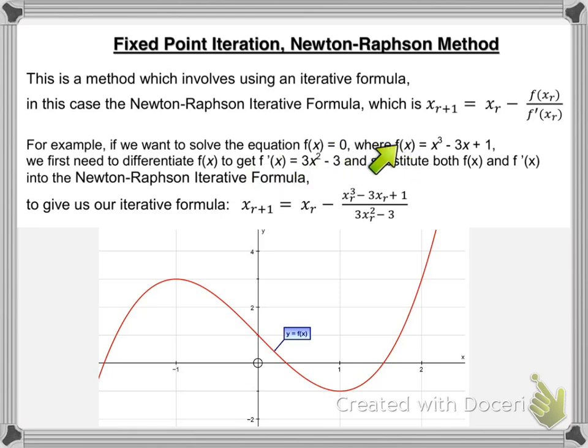So x cubed, when you differentiate it, you get 3x squared. If you differentiate minus 3x, you get minus 3. And if you differentiate plus 1, you get 0.